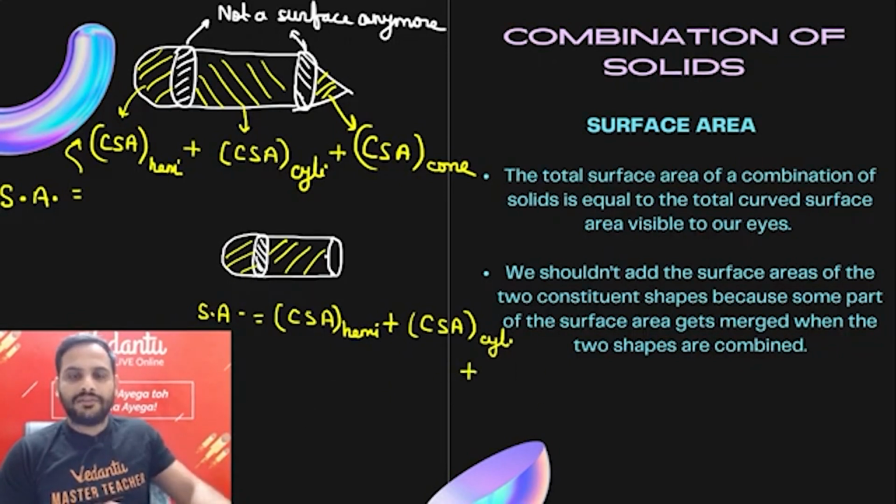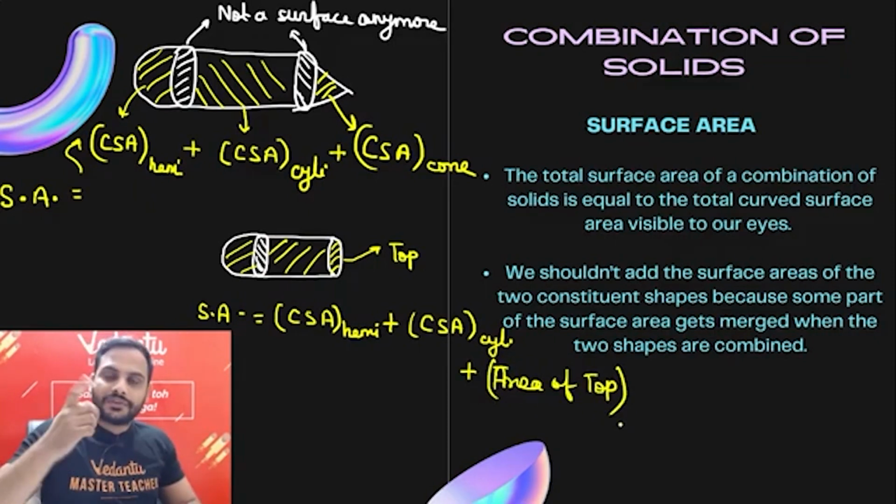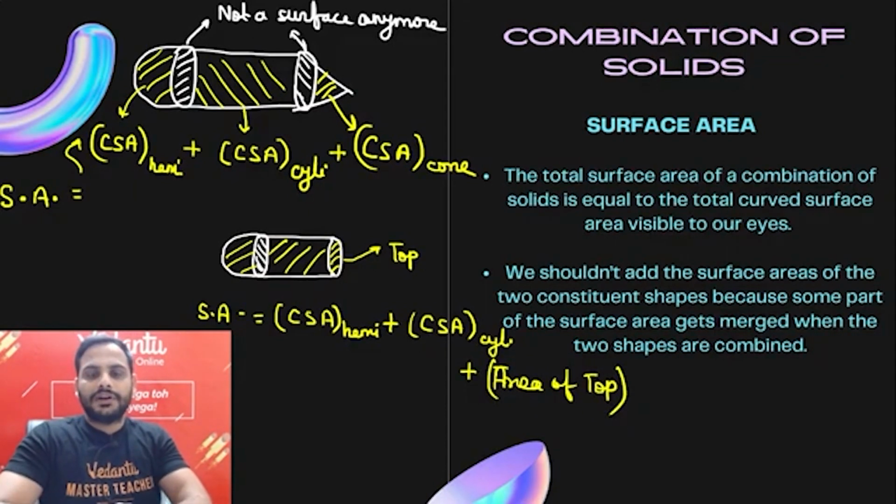Plus what do we have? You can see over here the area of the top. This will also be included. Area of top, which is pi r square. All right. So this is going to give you the surface area of this solid.